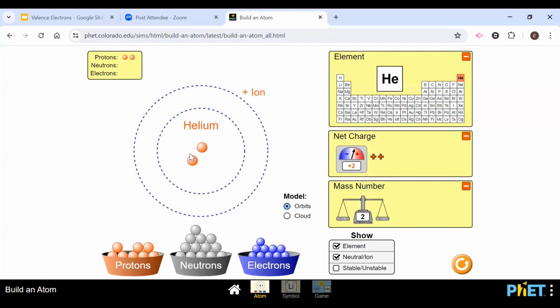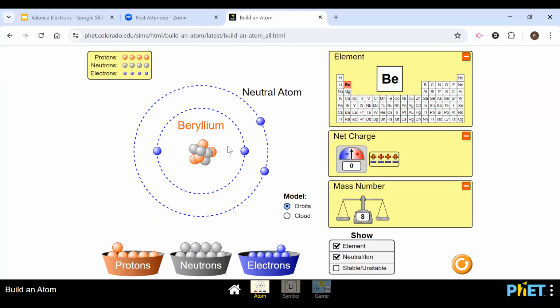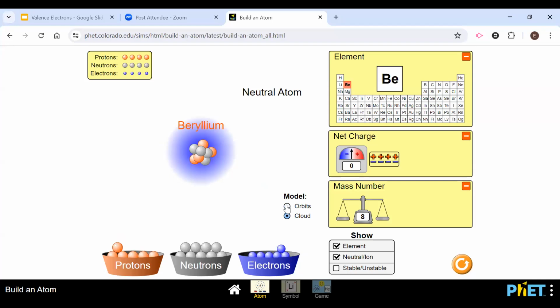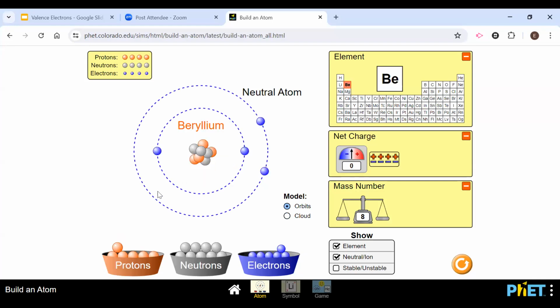Let me build an atom. We have protons, we have neutrons, and electrons. We build a neutral atom. Now, we have to understand the modern day atom looks like this, but we are using Bohr model because it's more convenient.